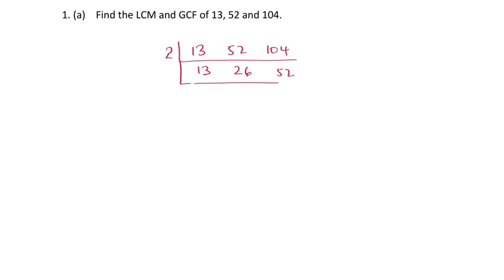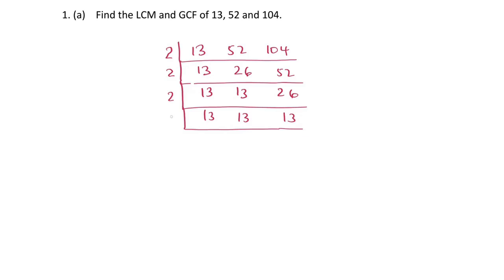Okay, so next, the lowest number is still 2. So here we still have 13, and here is 13, and here is 26. Since we have 26 here, we can still use 2. So dividing, here is 13, and here is 13, and 26 divided by 2 is 13. Next, the lowest number that can divide either of these numbers is 13. So 13 divided by 13 is 1, and here is 1, and here is 1.